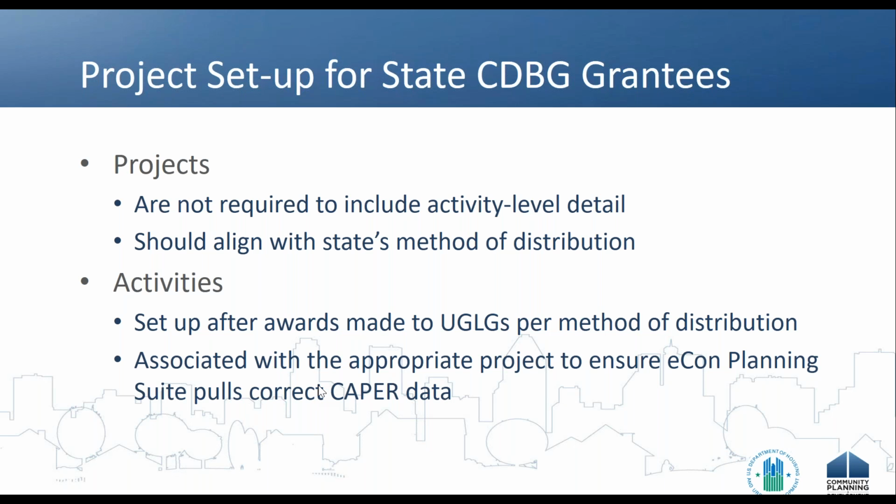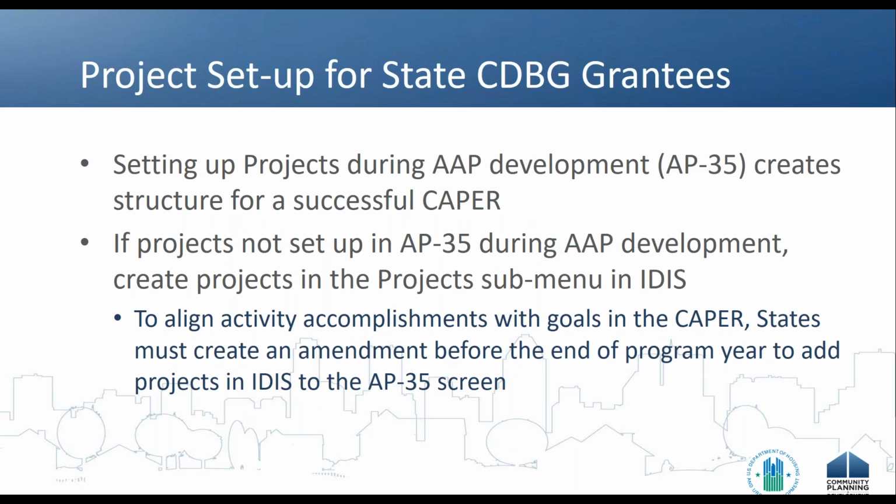So activity level detail is not required in the state CDBG grantees' annual action plan. Projects should align with the state's method of distribution, however. Once the state has made awards to units of local governments in accordance with the methods of distribution, it'll then report those awards by setting up the activities in IDIS. So again, the activities come later after these projects are set up. But to ensure that the eCon planning suite can pull the correct CAPR data, the activities must be associated with the appropriate project in the AP 35 screen.